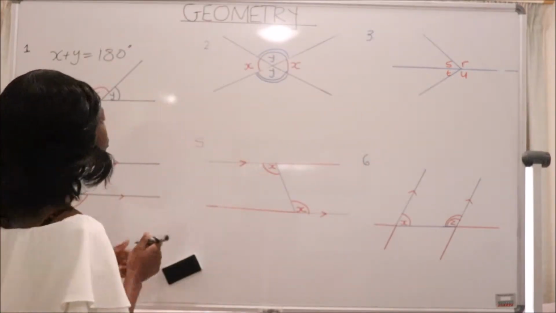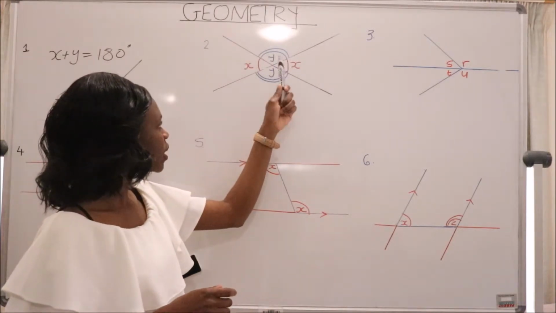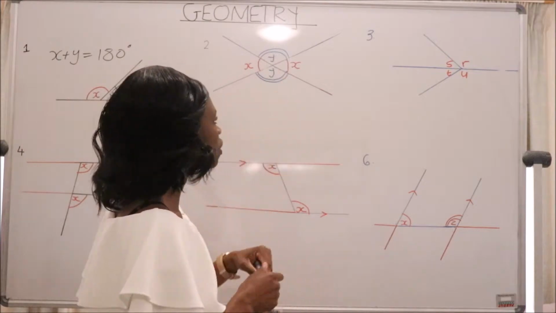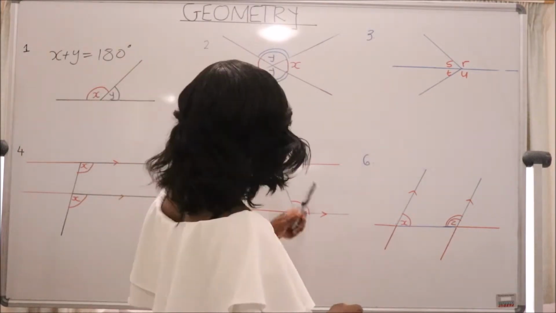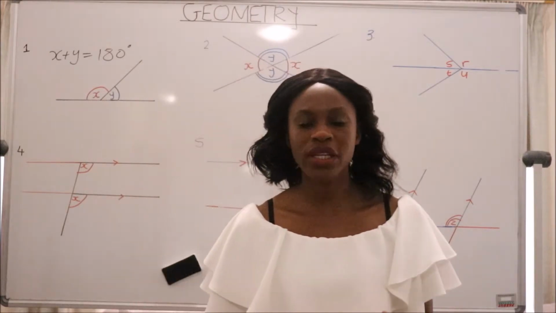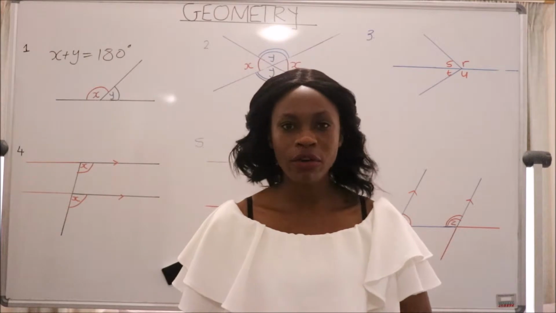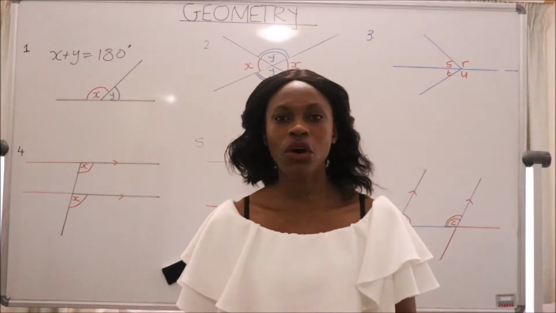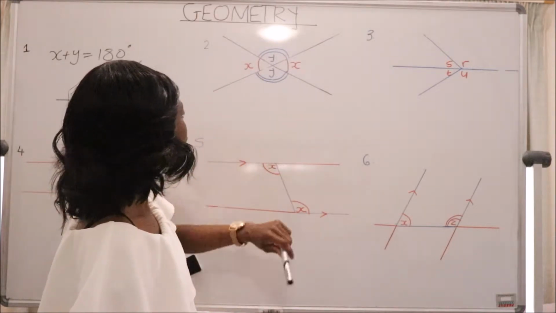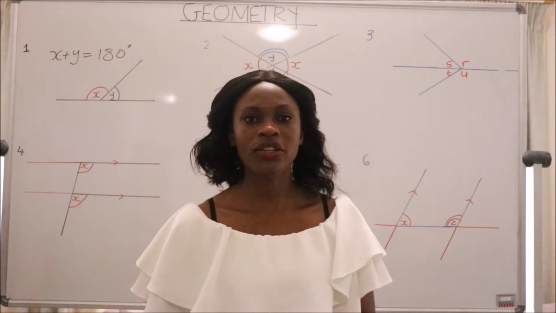Alright, so moving on to the second one, which is this one here. We have two angles which are x and they are equal to each other, and we also have two angles which are y and they are equal to each other. So the x and x are vertically opposite to each other, and also the same with the y. The angles of y are vertically opposite to each other. So according to geometry, that means that vertically opposite angles are always equal to each other.